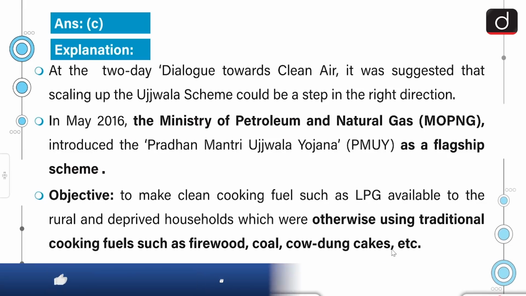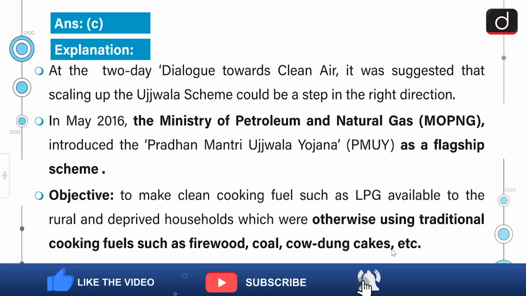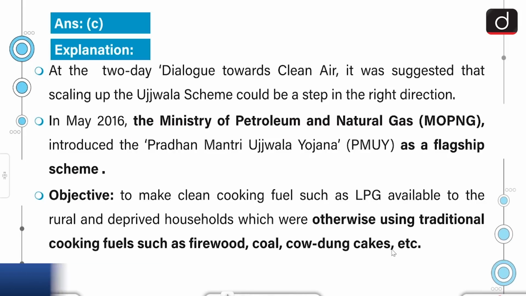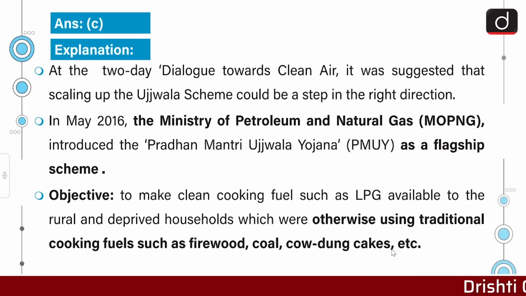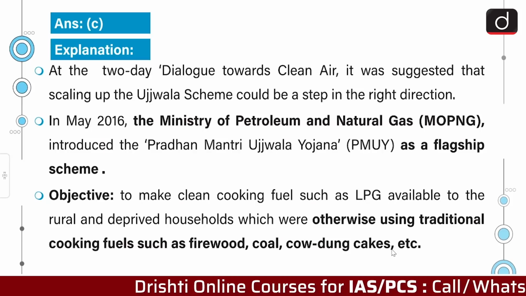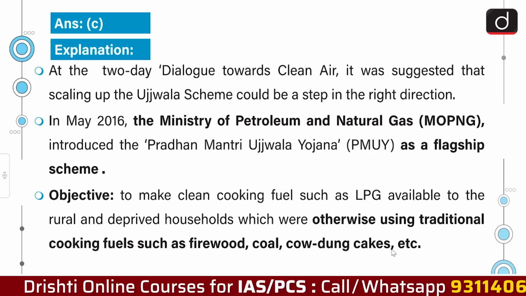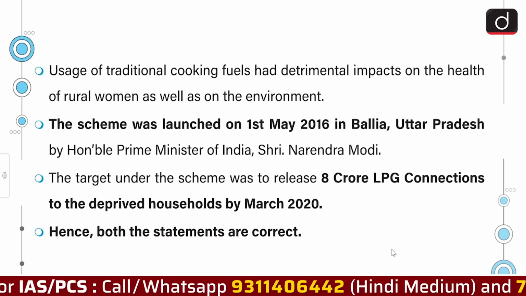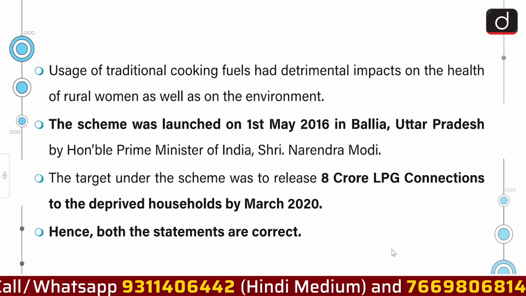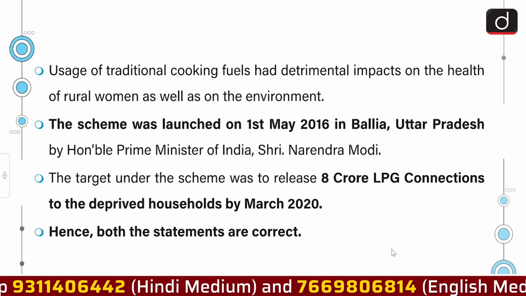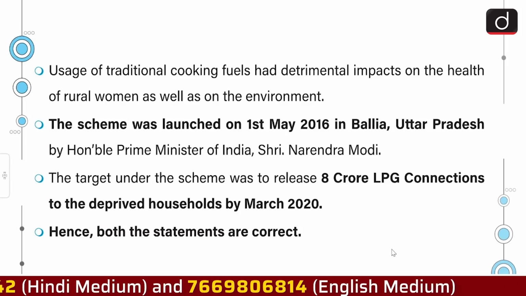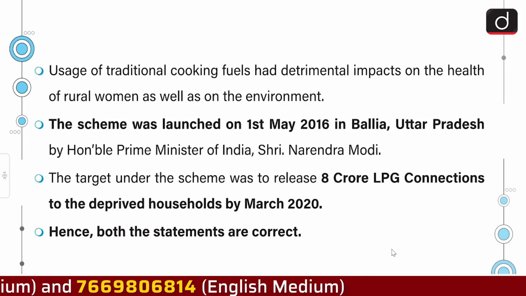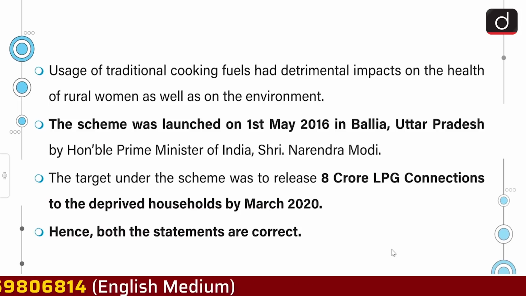At the 2-day dialogue towards clean air, it was suggested that scaling up the Ujjwala scheme could be a step in the right direction. In May 2016, the Ministry of Petroleum and Natural Gas introduced the Pradhan Mantri Ujjwala Yojana as a flagship scheme. The objective was to make clean cooking fuel, such as LPG, available to the rural and deprived households which were otherwise using traditional cooking fuels such as firewood, coal, and cow dung cakes. Usage of traditional cooking fuels had detrimental impacts on the health of rural women as well as on the environment, and the scheme was launched on 1st May 2016 in Ballia, Uttar Pradesh by the Honorable Prime Minister of India. The target under the scheme was to release 8 crore LPG connections to the deprived households by March 2020.